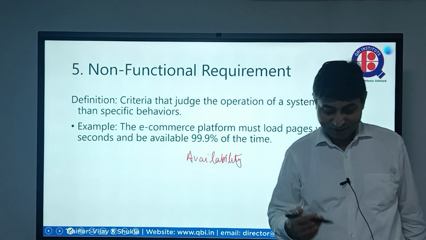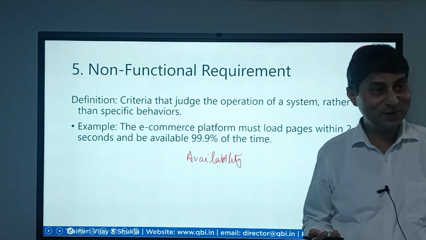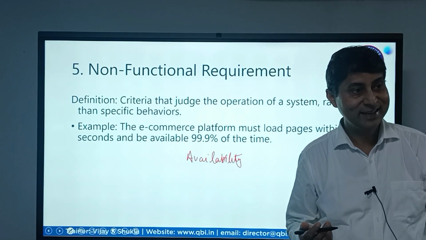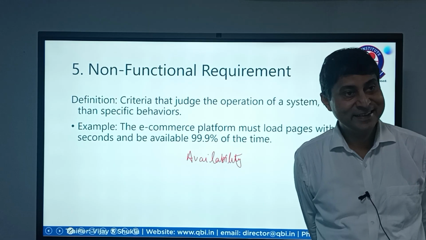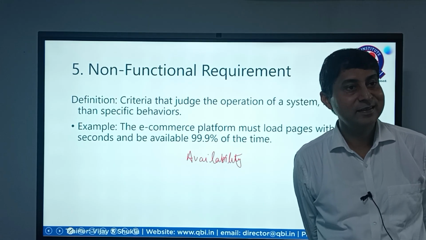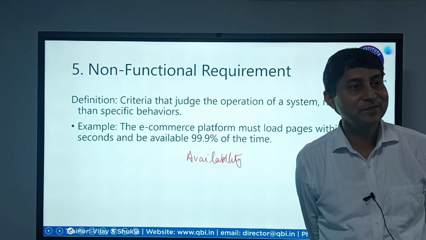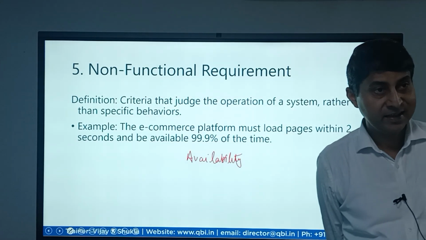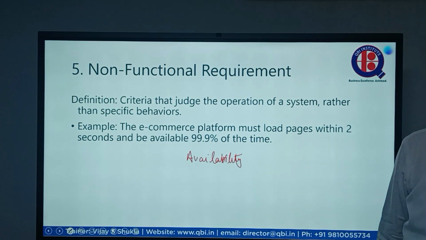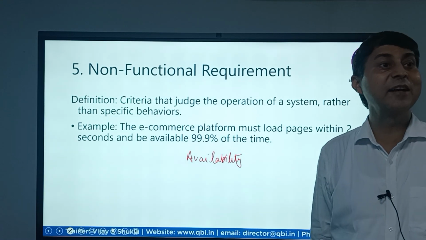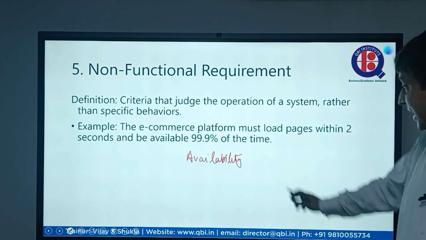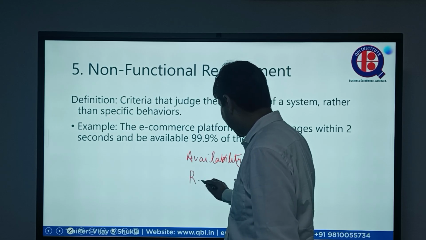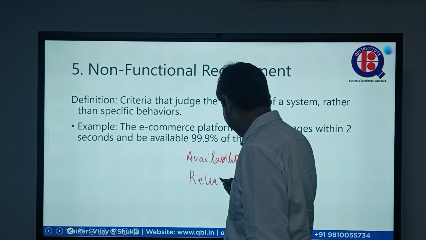Will you agree that when WhatsApp goes down, it becomes news, national and international news? Recently there were bugs in WhatsApp, like someone's stories being visible to others. So that is yet another requirement, that is privacy. So this is availability. Similarly, there is a non-functional requirement called reliability.